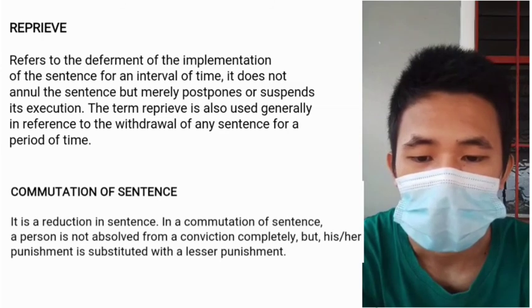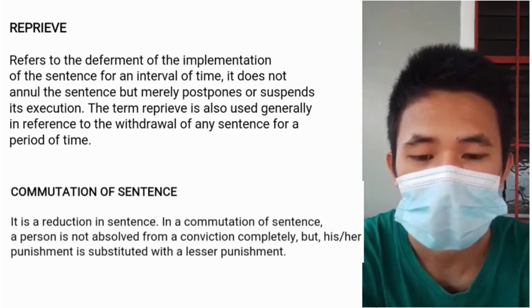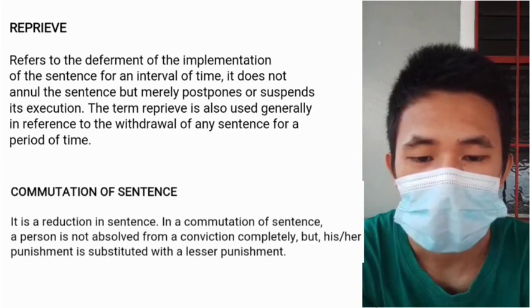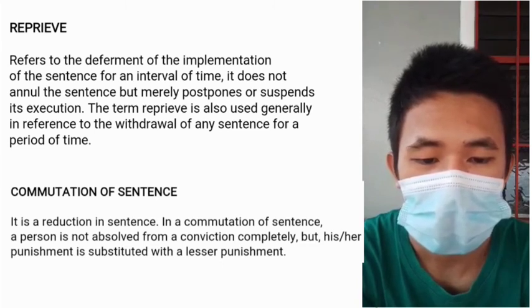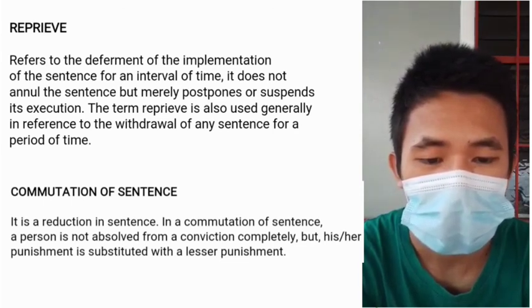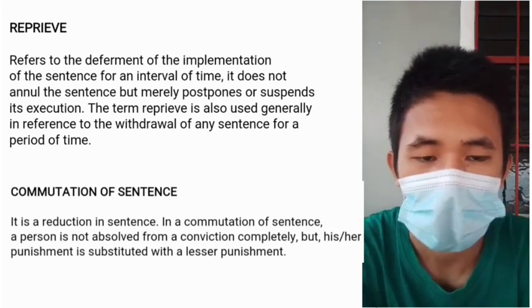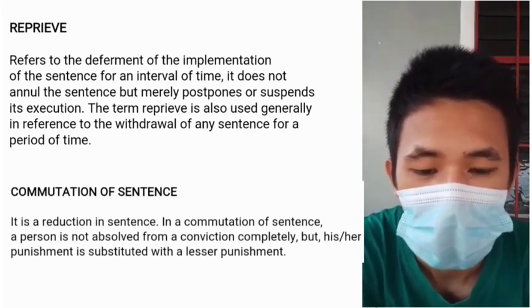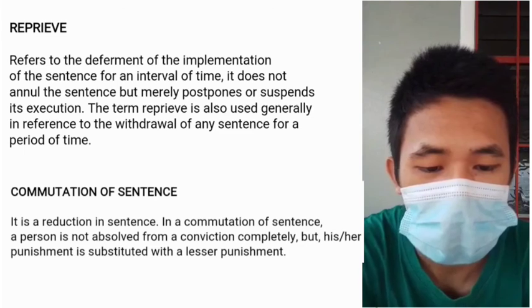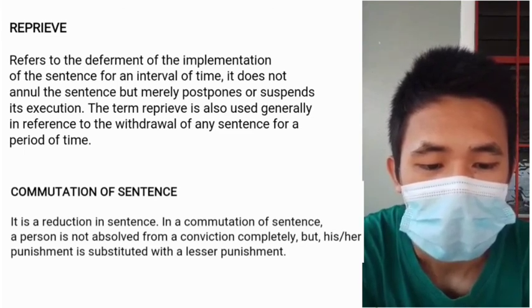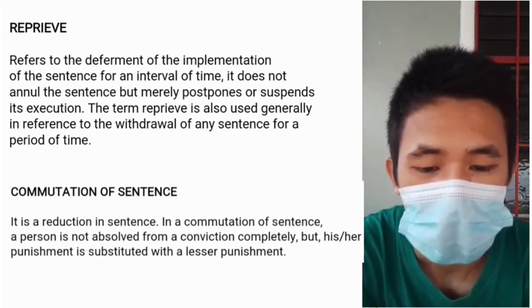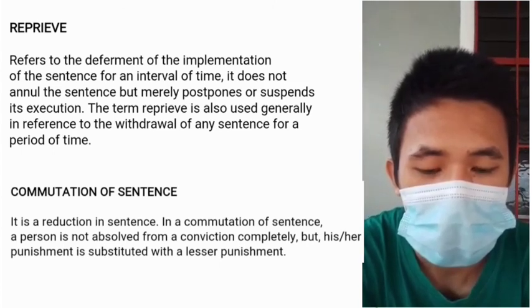Four, commutation of sentence is a reduction in sentence. In a commutation of sentence, a person is not absolved from a conviction completely, but his or her punishment is substituted with a lesser punishment. For example, a death sentence may be commuted to a sentence of imprisonment for life.